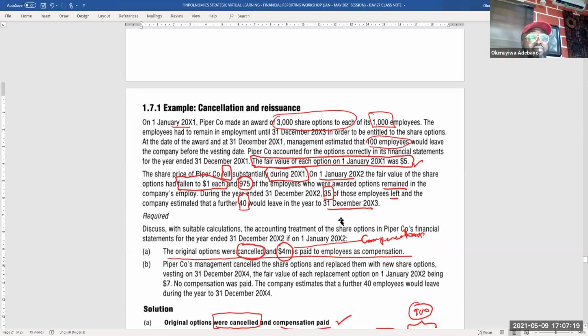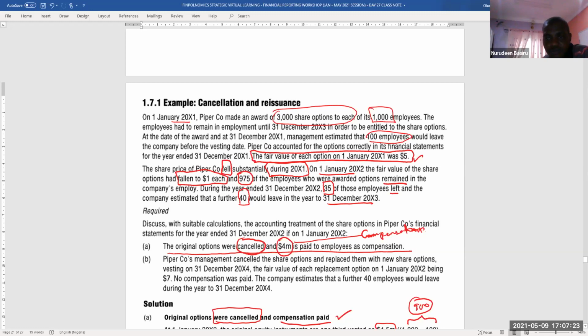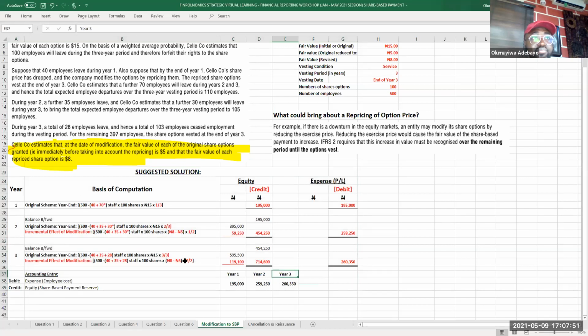Now, what we are simply saying is that you will treat the cancellation as a modification to the original option granted. Now, look at what we did earlier in my Excel, where we did modification. Either you treat it in this light, or you treat it as pure cancellation and you end the cancellation treatment and you start a new one. Both are likely going to give you the same results. But how are we going to treat it? Let us look at the solution now.